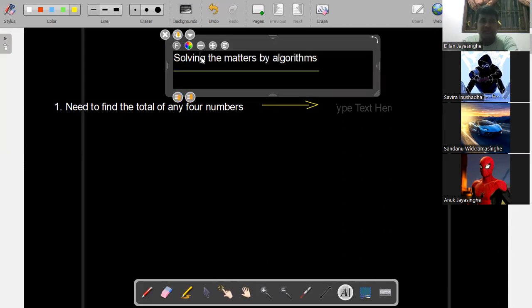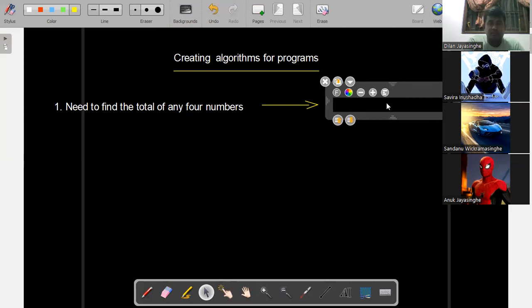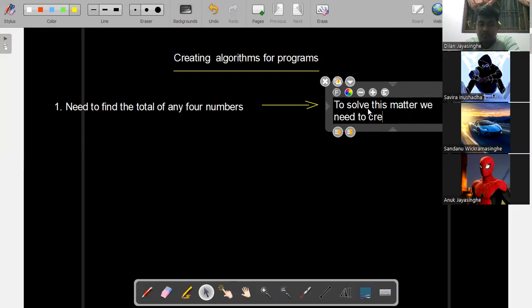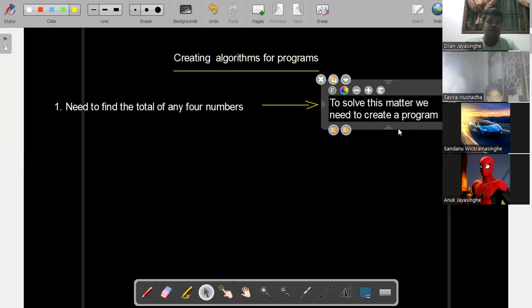The topic to write here is not solving matters by algorithms. It is creating algorithms for programs. Need to find the total of any four numbers. For this, we need to create a program. To solve this matter, we need to create a program.